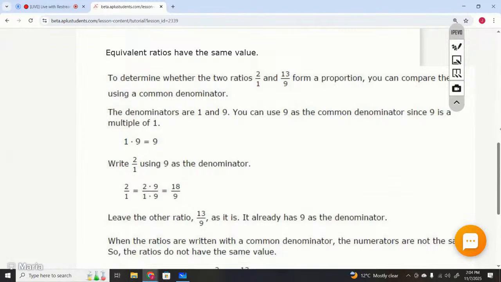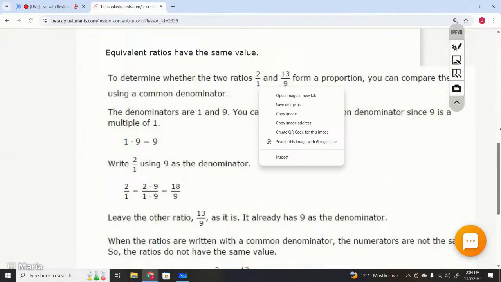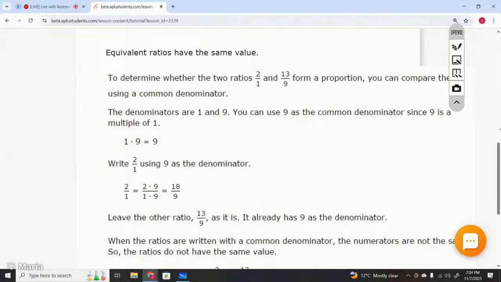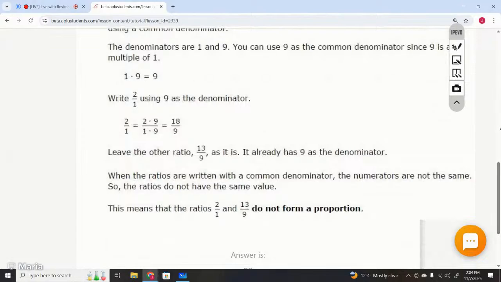So let's see if we have any number that can make their denominators equivalent. The denominator here is 9. So let's multiply the fraction 2 by 1 with 9, because 2 times 9 divided by 1 times 9 makes 18 by 9. Denominators are equal, but the numerators are not equal. That means they do not form a proportion. The correct option is they do not form a proportion.